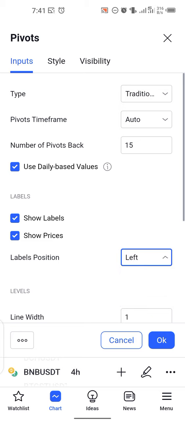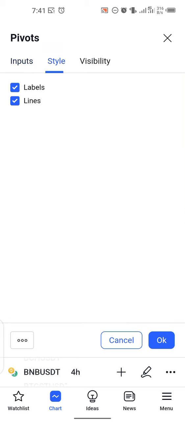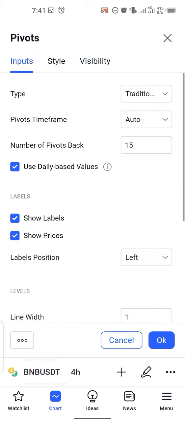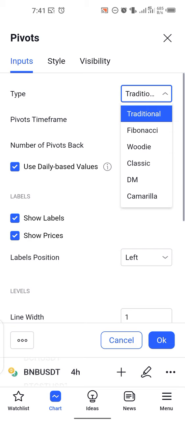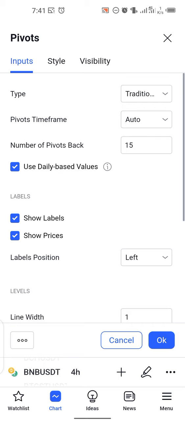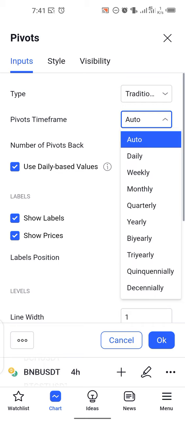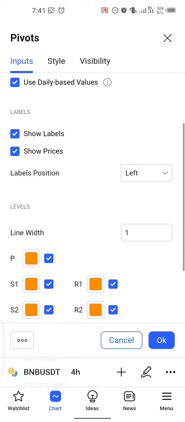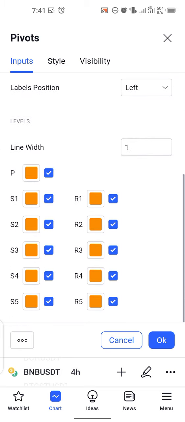We keep them on the left, all right? So the style is that, the visibility is that, and there's nothing much you could change, and that's all. So you put in these pivot standards, and you keep them traditional. The time frames are also okay. They are auto, so everything remains as it is right now.